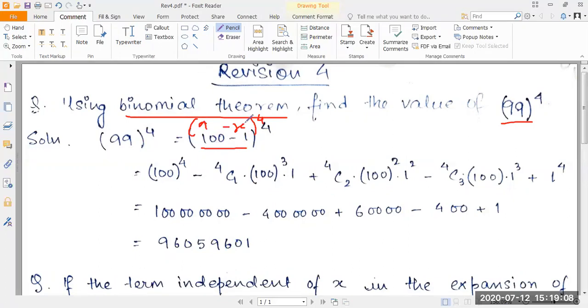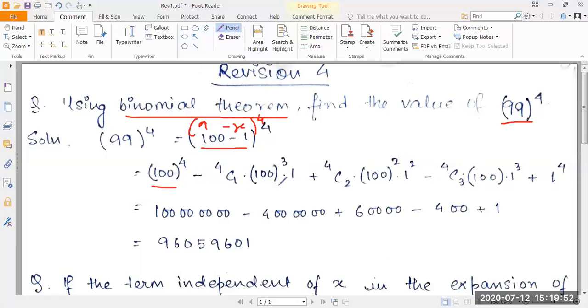So for (a minus x) whole to the power 4, the expansion was a to the power 4 minus 4C1 a cube into x plus 4C2 a square into x square minus 4C3 a into x cube plus x to the power 4. That was the original binomial expansion of (a minus x) whole to the power 4. So obviously we'll be replacing a with 100 and x with 1. So we get 100 to the power 4 minus 4C1 100 cube into 1 plus 4C2 into 100 square into 1 square minus 4C3 into 100 into 1 cube plus 1 to the power 4. So that's the basic replacement.